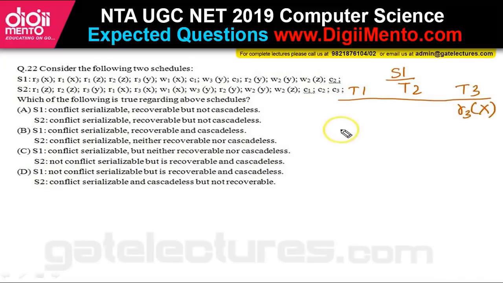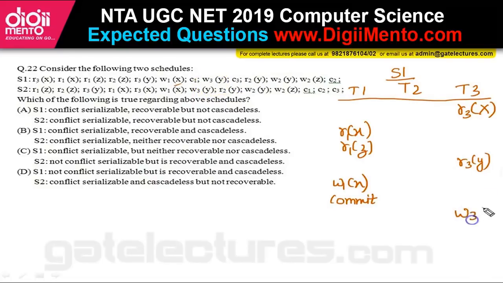After that R1 is performing a read operation on X. There is no conflict because it is a read. Then I have a read operation by R1 on Z. Then R3 is reading Y. And then W1 is performed by transaction 1, and then it performs the commit operation. Very good. Next we have W3Y. It means transaction 3 is performing a write operation on Y. Okay, next we have commit. Now it is committed.